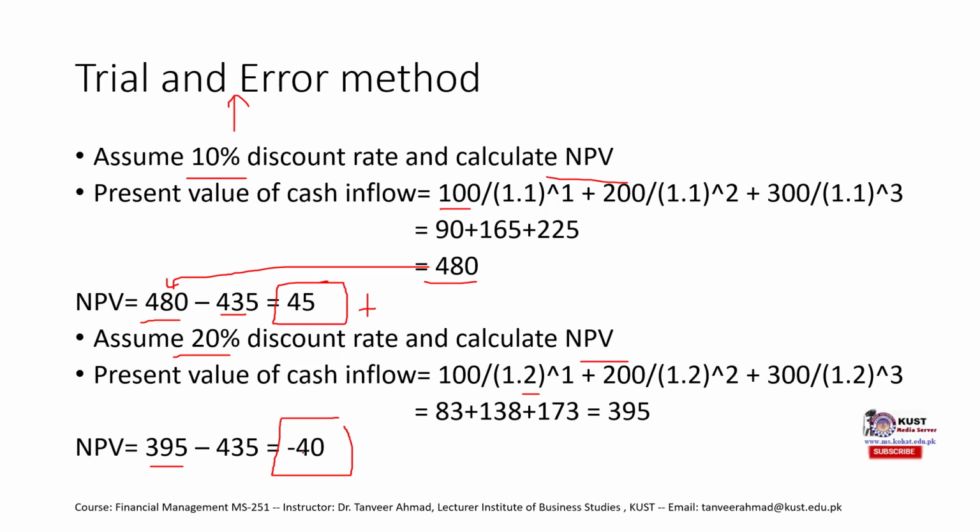So we know that at 10% NPV was positive, at 20% it is negative. So the IRR would be somewhere between 10 and 20. We need to try different values, say 18, 17, 15, 14, 13, to find the IRR. The discount rate at which NPV becomes 0 would be our IRR.